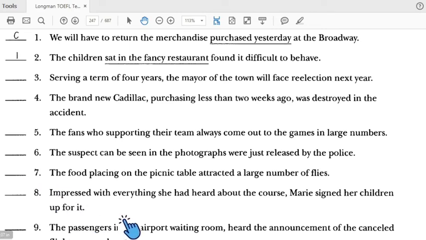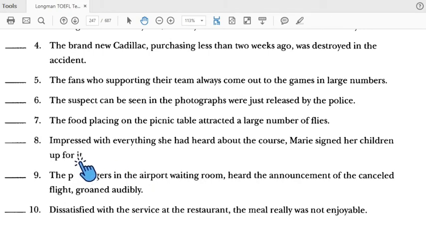Number 8. Impressed with everything she had heard about the course. Well, this comma means that this one is an adjective clause reduced. This one is the subject, this one is the verb, so number 8 is correct. We have reduced this one: maybe "which is impressive", so "which is" is reduced.